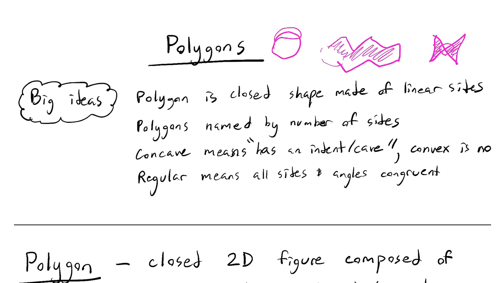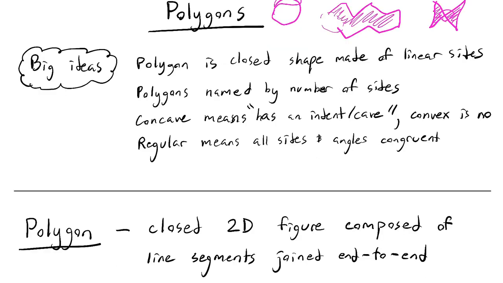Let's see. We name polygons by their number of sides. Concave means it is with a cave, concave. So it has an indent in it. And regular just means everything's the same. So it's all symmetrical. As you turn it around, it looks the same from any direction. That's what regular means. Okay.